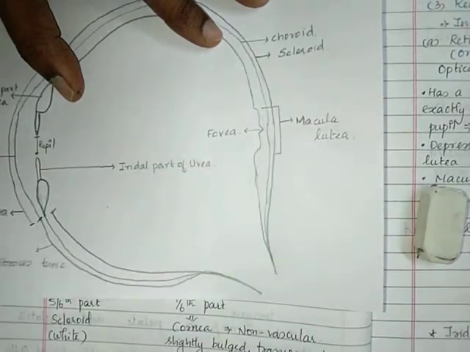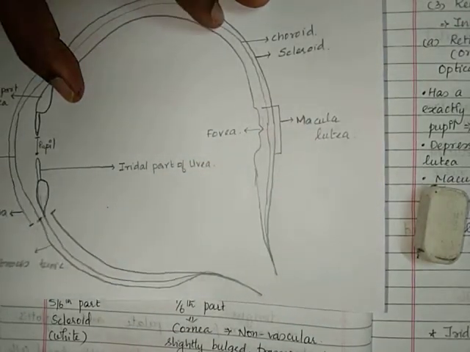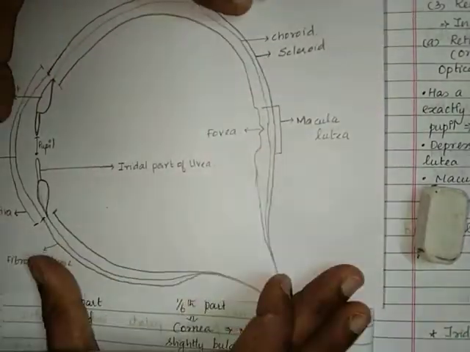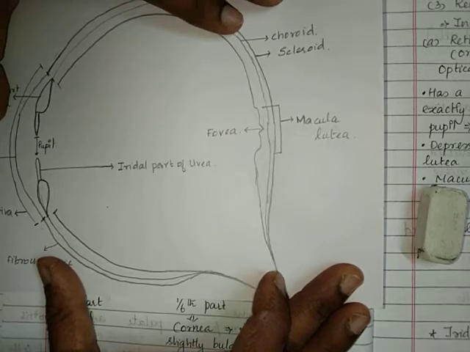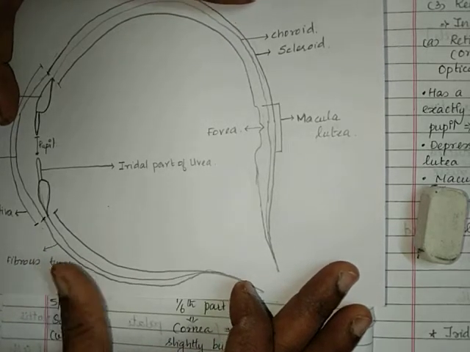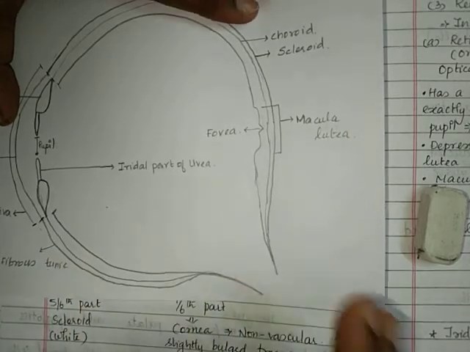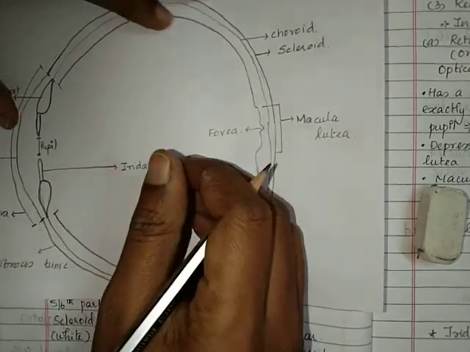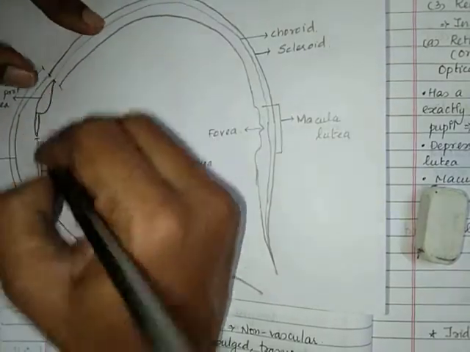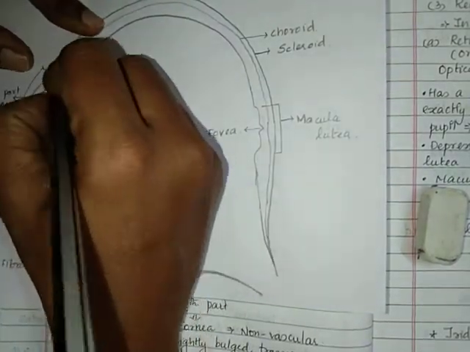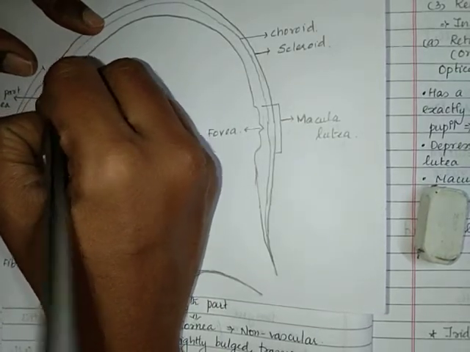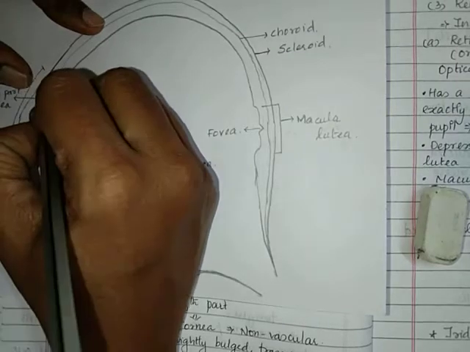The importance of fovea is that it is going to have only cone cells present in it. There are no rod cells in the fovea region. The bright daylight image, the perfect image, will be formed in the fovea region. The next are the ciliary part of the retina and the iridal part of the retina. They are going to be fused with the ciliary part of uvea.